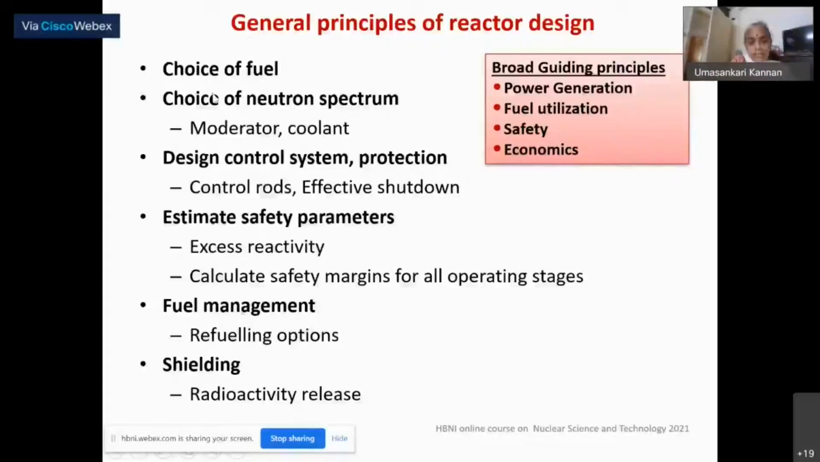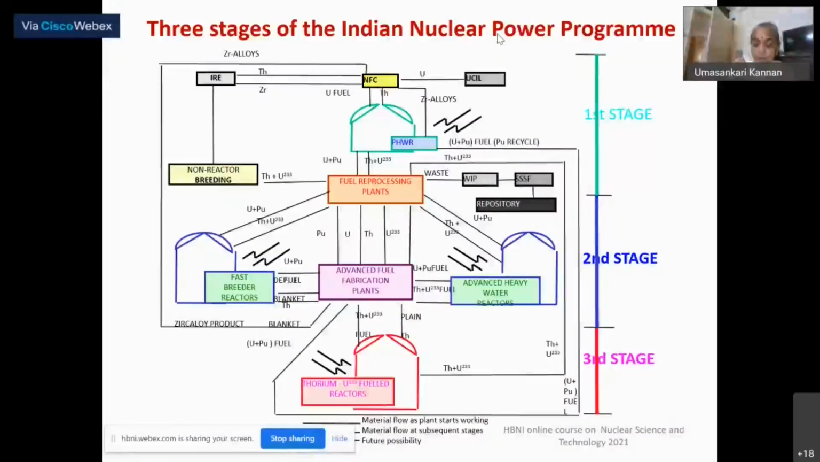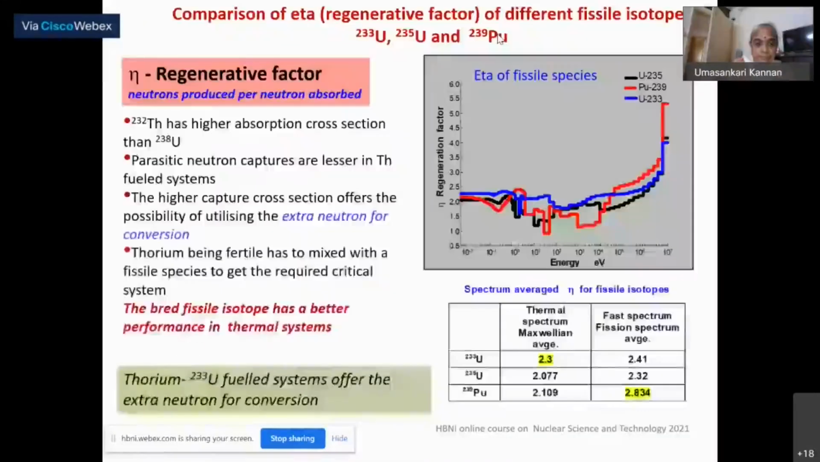I am just giving you a broad perspective with respect to reactor physics in mind. But there are many more things in reactor design, and there are so many agencies and different types of expertise which are required for a reactor design. First, let us talk about the choice of fuel.